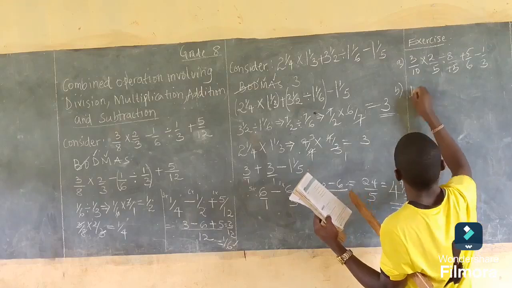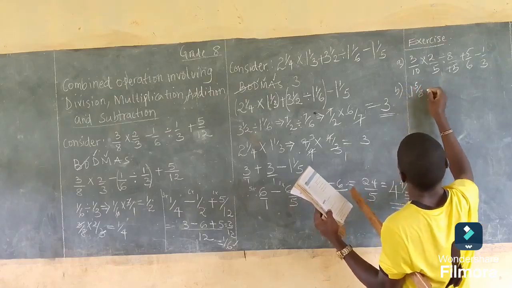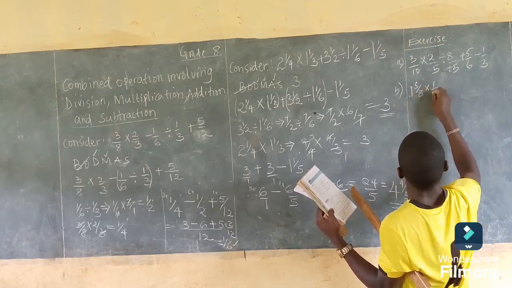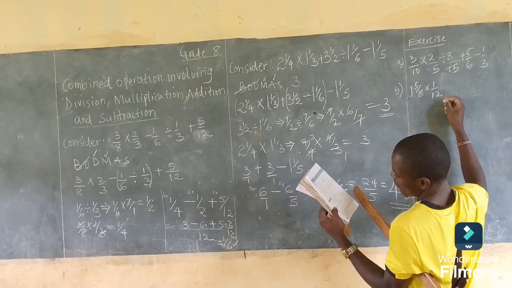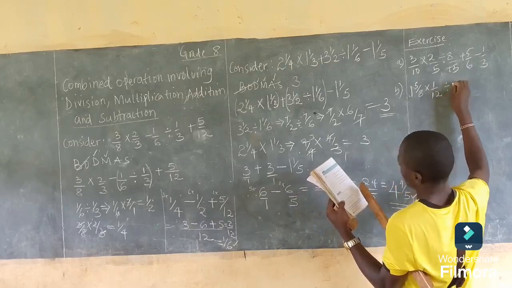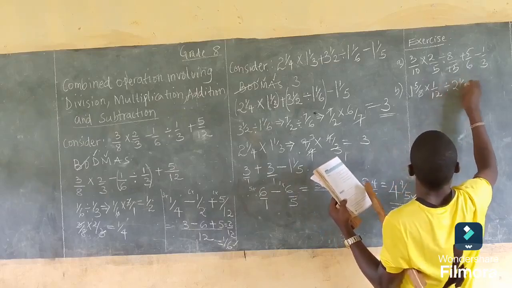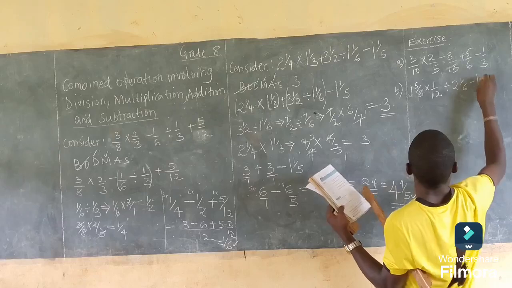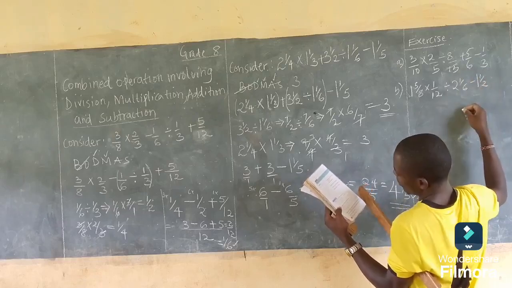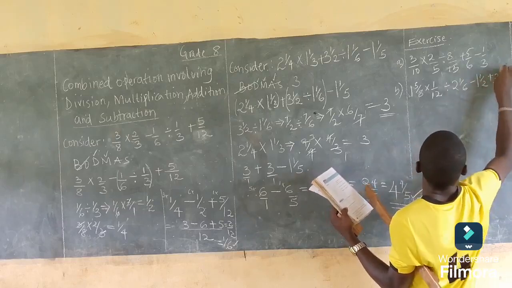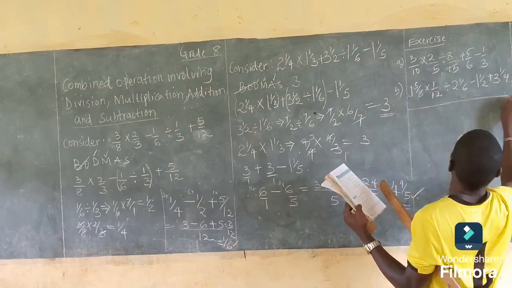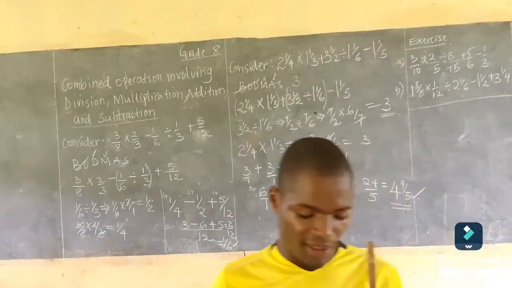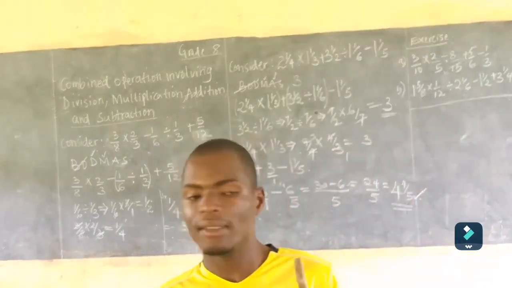1 and 5 over 8 times 1 over 12 divided by 2 and 1 over 6 minus 1 and 1 over 2 plus 3 and 1 over 4. Try that one, try those two. Let me see the answers in the comment section.